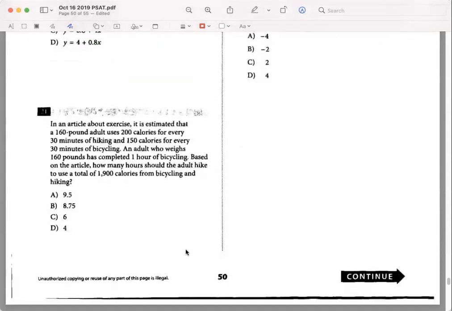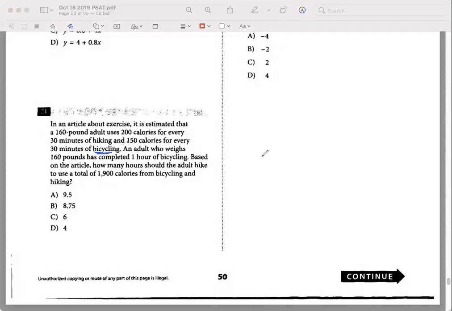Question 21. In an article about exercise, it is estimated that a 160-pound adult uses 200 calories for every 30 minutes of hiking and 150 calories for every 30 minutes of bicycling. An adult who weighs 160 pounds has completed 1 hour of bicycling. Based on the article, how many hours should the adult hike to use a total of 900 calories from bicycling and hiking? So he has already completed 1 hour of bicycling.